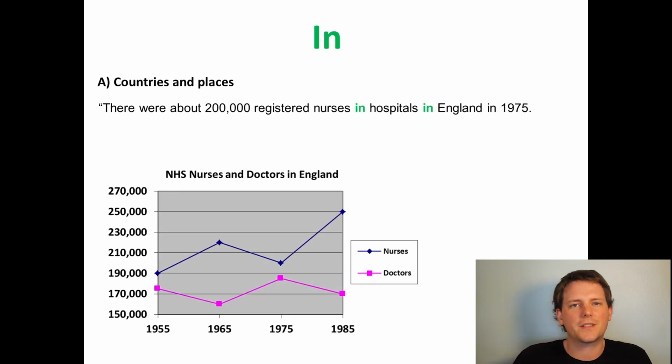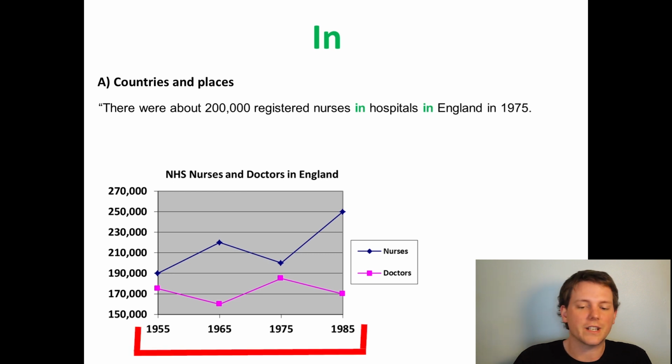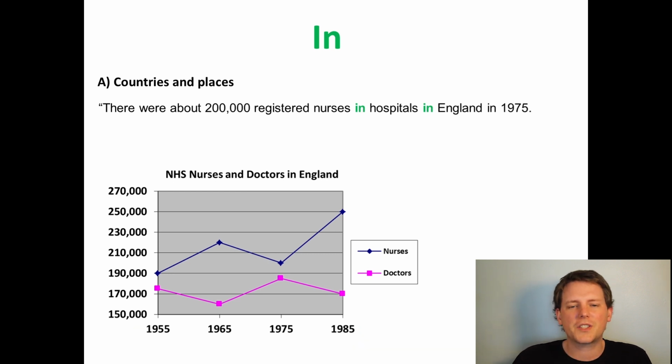This is a chart that we'll be using. It is showing the numbers of nurses and doctors that were employed by the NHS between 1955 and 1985. So the first use of the preposition I'm going to show you is for using with countries and places. There were about 200,000 registered nurses in hospitals in England in 1975. So England a country, hospitals a place, so in a place, in a country.